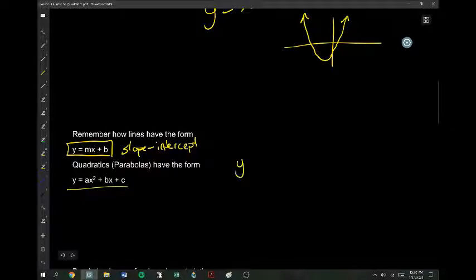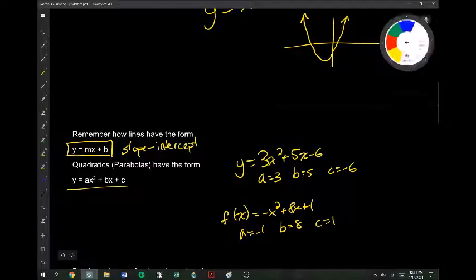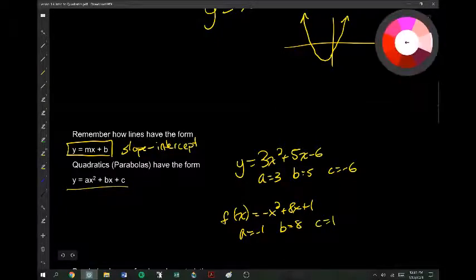So for example, I could have the equation y equals 3x squared plus 5x minus 6. And we would say that the a value is 3, the b value is 5, and the c value is negative 6. A, b, and c just let us identify and discuss things very precisely. So I could have another function. Let's say it's negative x squared plus 8x plus 1. This would have an a value of negative 1, a b value of 8, and a c value of 1. So see if you can identify the a, b, and c values in these three functions I'm going to write.